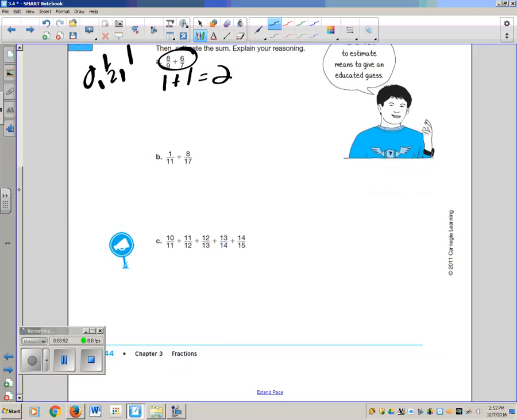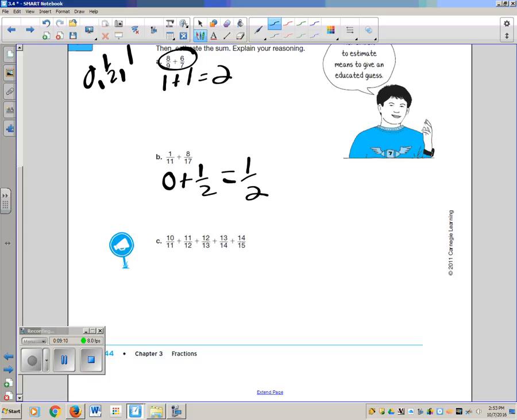B, 1/11th, that's closest to 0. 8 17ths. If I double 8, I get 16. That's really close to 17. So I'm going to write 1/2. 0 plus a half is 1/2. Be sure you're writing all of these down.